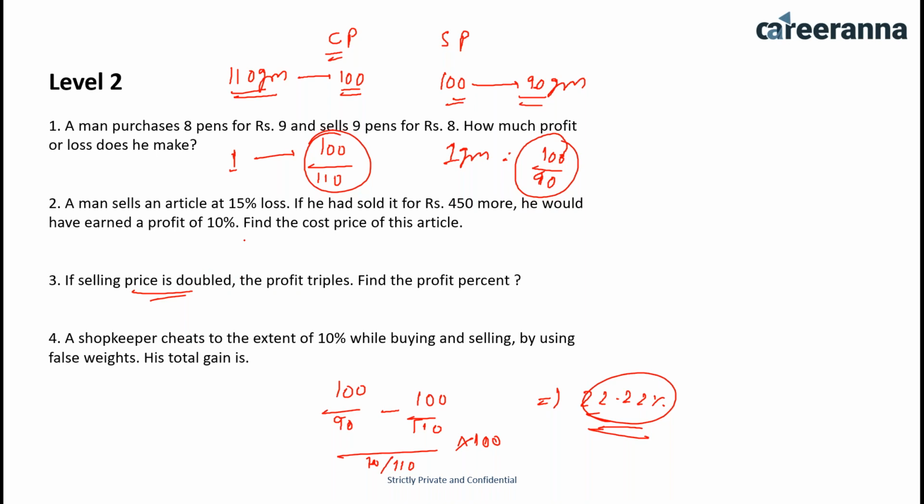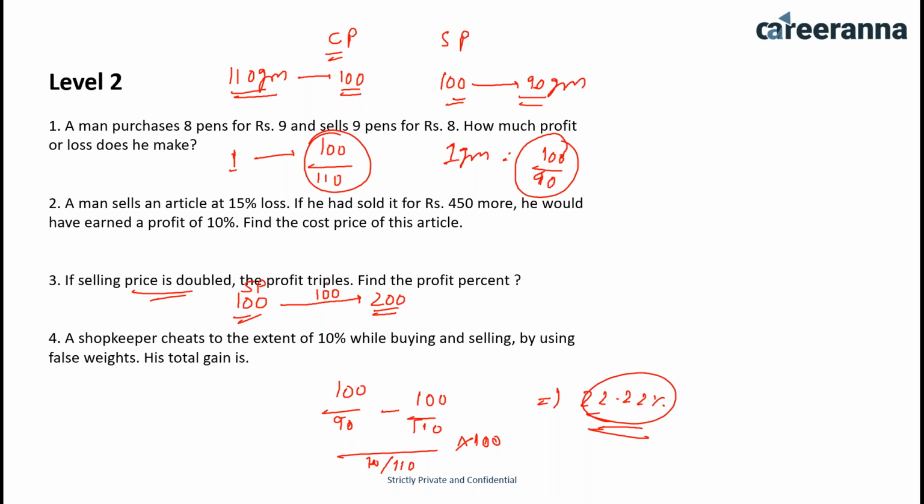So I'll explain the third question. Don't worry. Suppose selling price is 100. Please try to understand and be with me, right? And if I double it, I add 100 in it, it becomes 200, 2 times of this number as per the question.